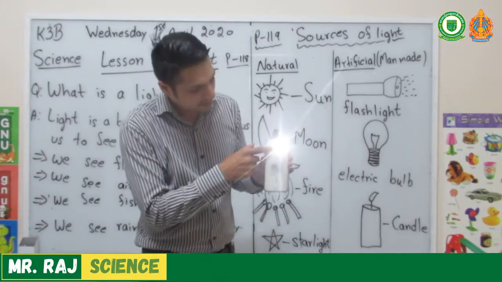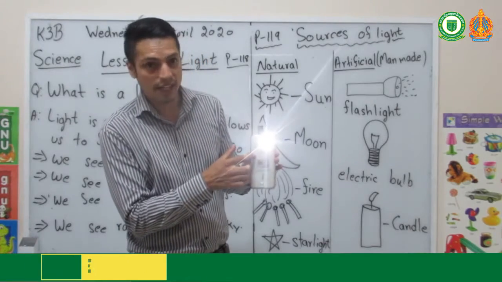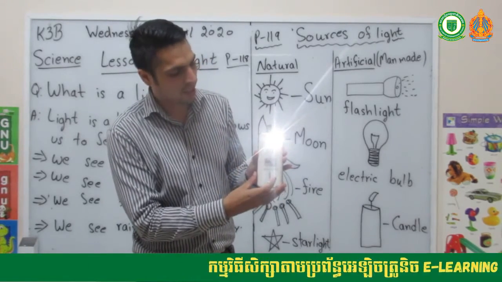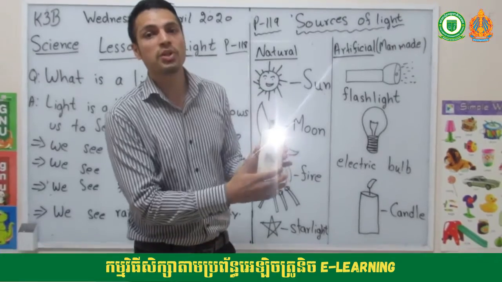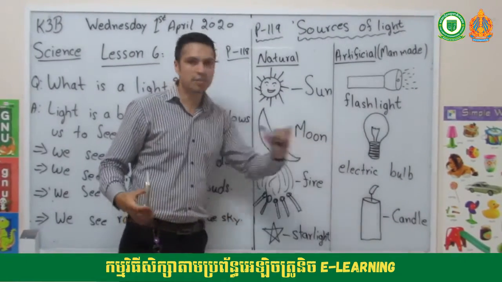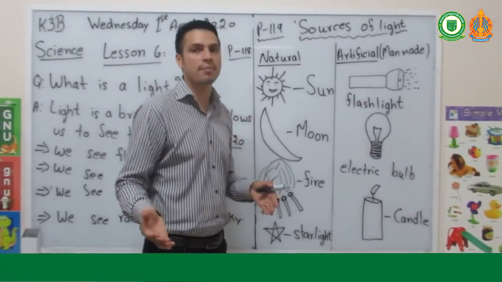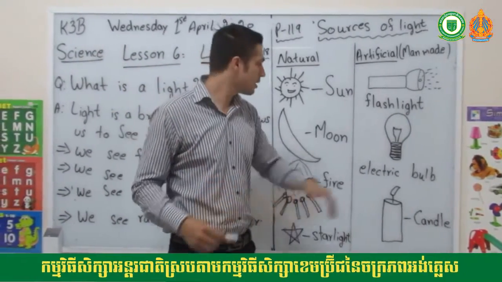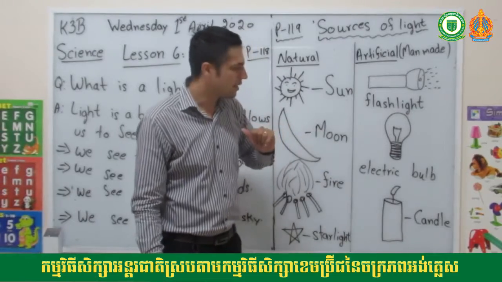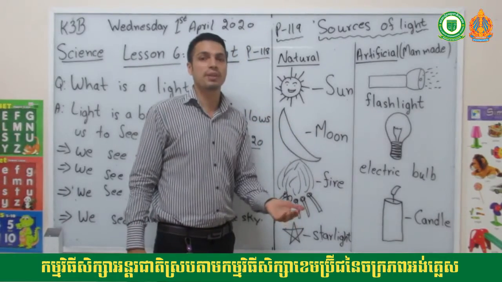You see this? This is a flashlight from a mobile. So this is a light. We use flashlights. Electric bulb. Whenever you go into your room in the night time, you switch on your light. That is an electric bulb. We need an electric bulb in the night time.